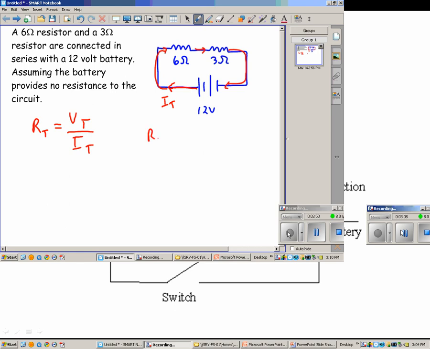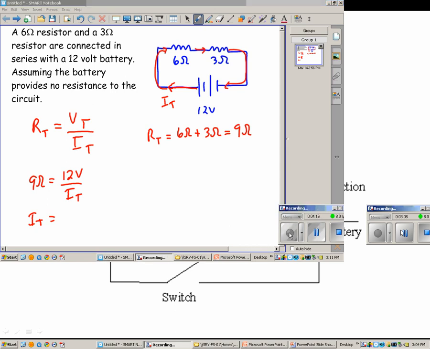So the total resistance here is just the 6 ohms plus the 3 ohms, which gives us 9 ohms. So I'll plug that in here, my 9 ohms. And my total voltage is the 12 volts. And I want to solve for that total current. So I go ahead and solve for total current. It ends up giving me an answer of 12 divided by 9, which is about 1.3 amps. So there's our first answer.